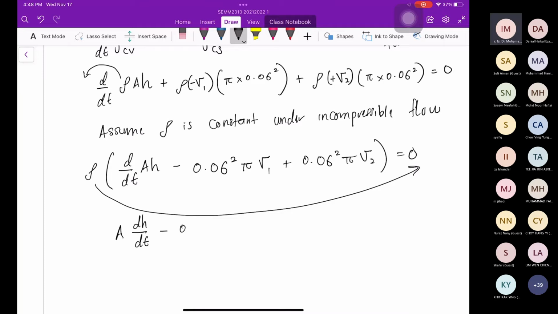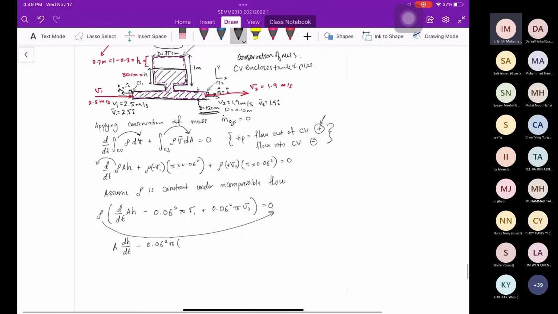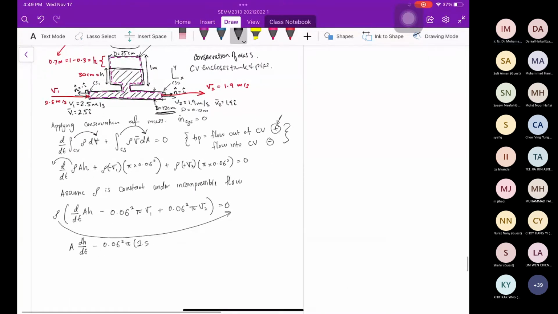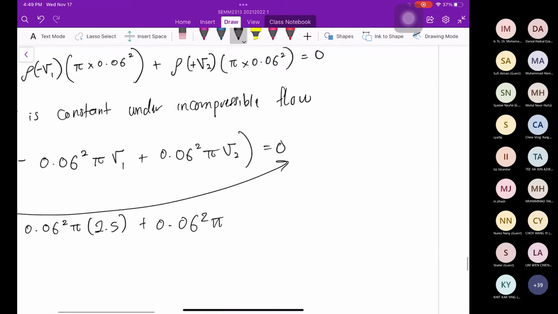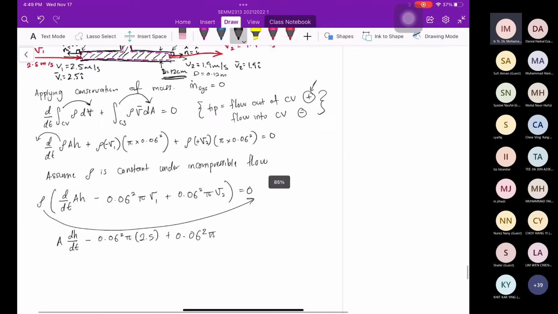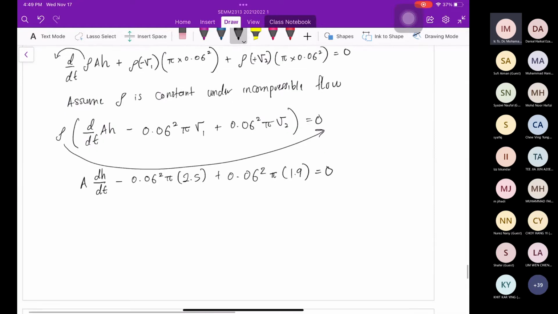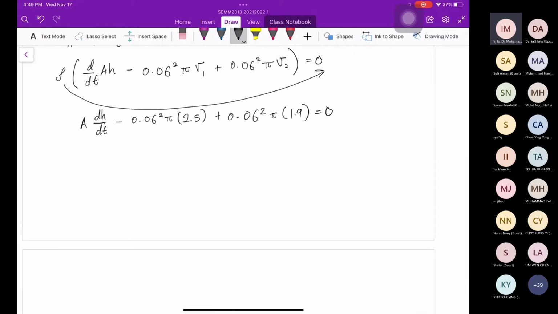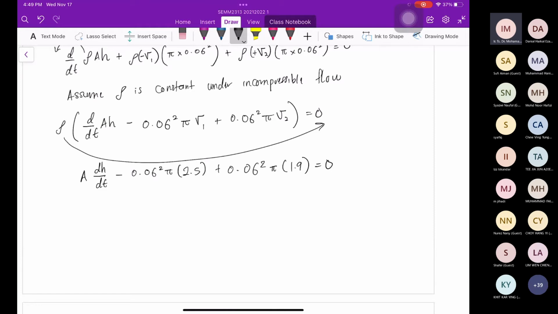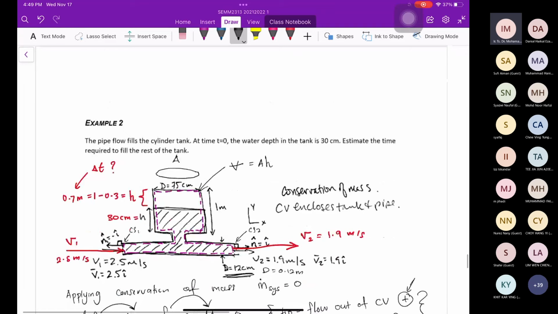Minus 0.06 squared pi, velocity 1 is equal to 2.5, plus 0.06 squared pi, velocity 2 is 1.9, equal to 0. After that, you solve for the area. I believe you can substitute. So the area of this is pi over 4 multiplied with the diameter.